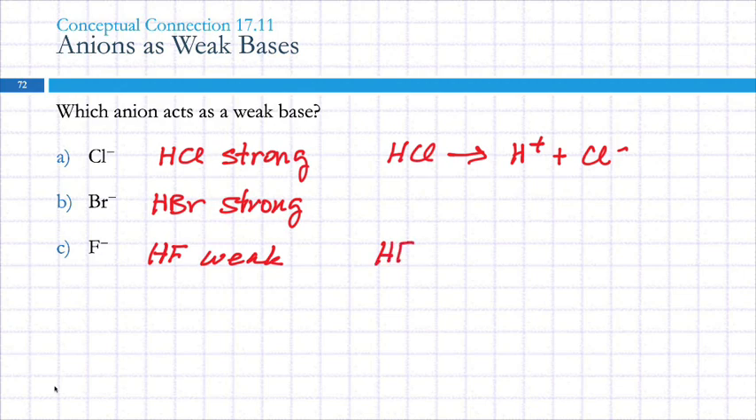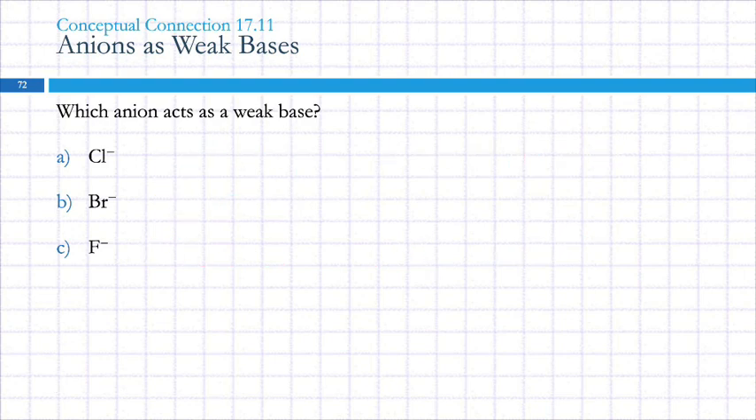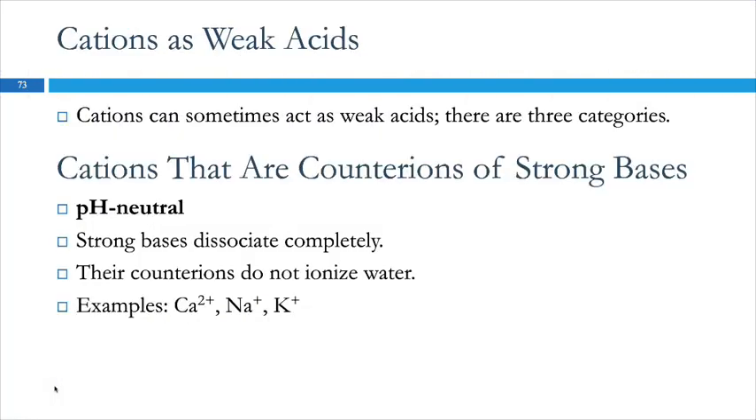Whereas with the weak acid, we have an equilibrium. It doesn't dissociate, it doesn't ionize completely. And so if we just have the anion, it could pick up hydrogen ions from water. Okay? Yeah, good question. Any other questions about the bases?